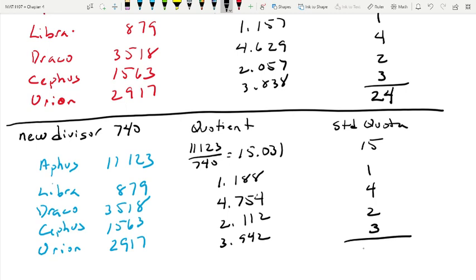And so this now gives us 25. So we have accounted for all of our representatives. Everybody is accounted for now. So our new modified divisor that makes this work ended up being 740. So we went from 800 down to 740 to get this.